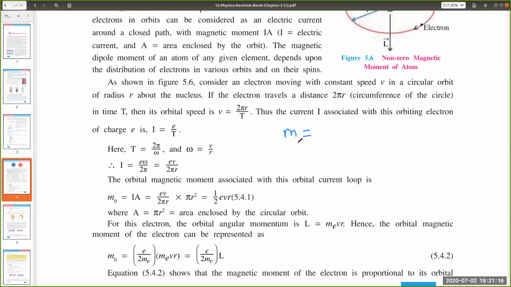So what is m? Magnetic moment is I into A. The formula for I is ev by 2 pi r, into area pi r square, right? So write the formula for the orbital magnetic moment. Is the derivation for a magnetic dipole of a revolving electron? Yeah. Okay.